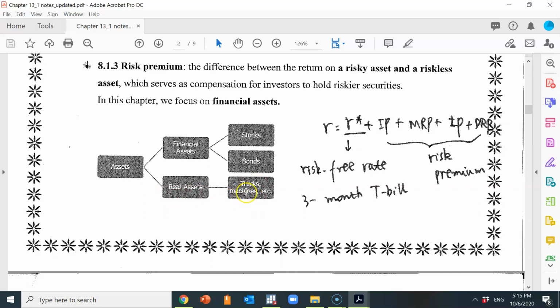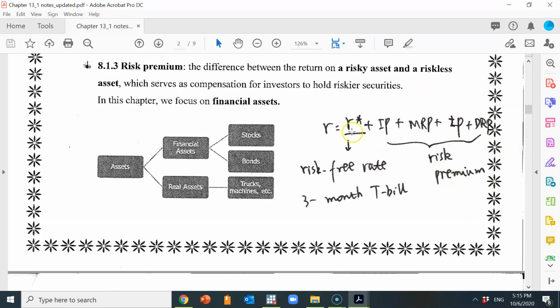Okay. And in the bond chapter, we already talked about risk premium. Remember, the rate of return for a bond equals the real risk-free rate, which is usually R star, the 3-month treasury bill, plus the 4 other additional premiums. And all of these, IP, MRP, LP, and DRP, are called risk premiums. And we have these premiums because of the risk that the bond has.